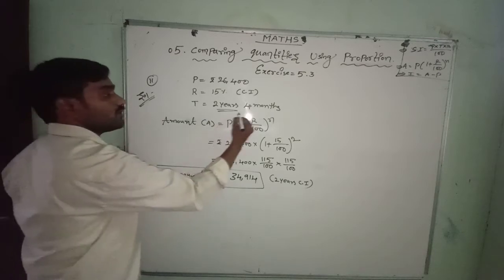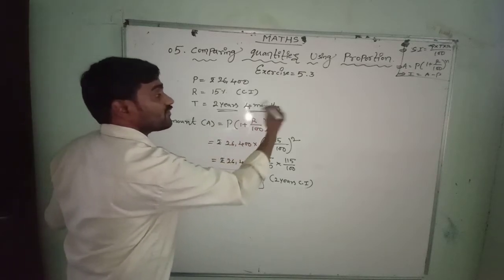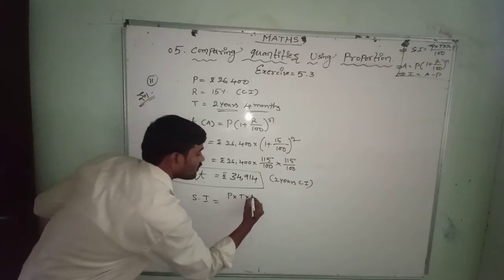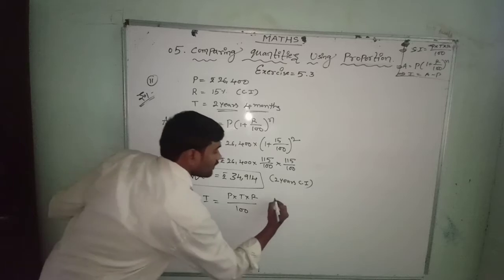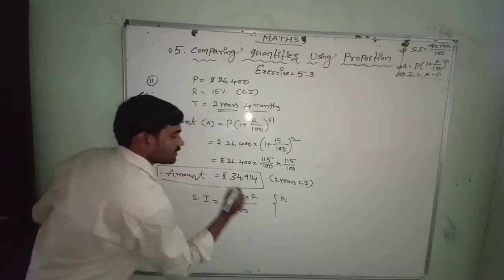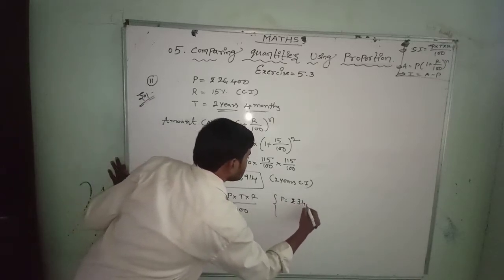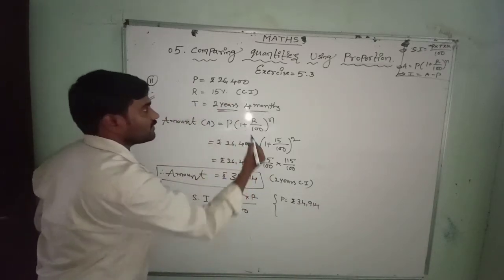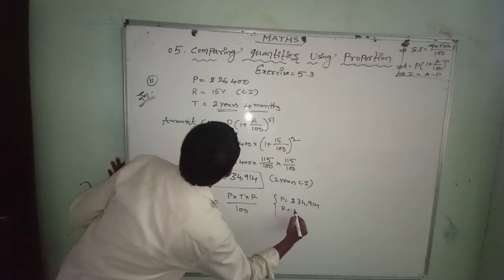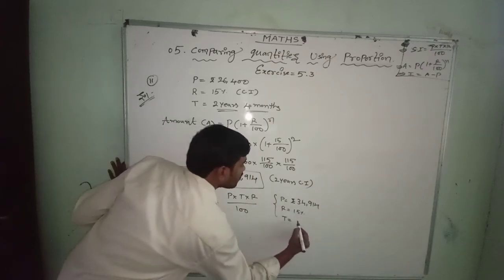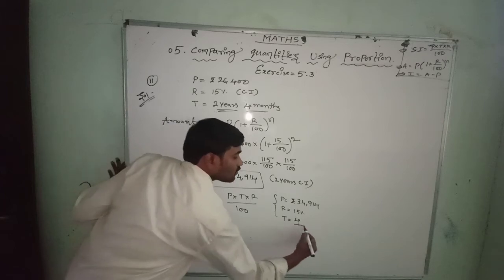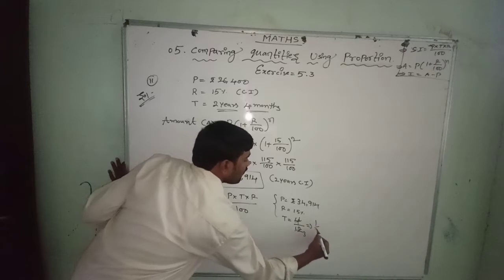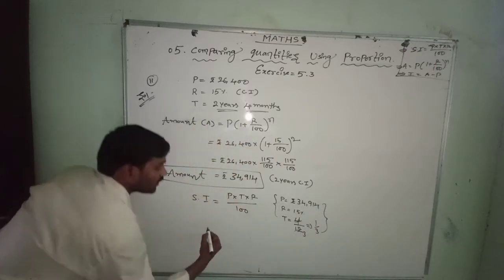Now we have to find out what amount she pays for the simple interest. Therefore, simple interest equal to P into T into R by 100. Now here the principal becomes 34,914. The rate of interest will be the same, 15%, and time equal to 4 months now. This 4 months we have to change into years. So 4 by 12, that equals 1 by 3. So these are the values we have to put here.